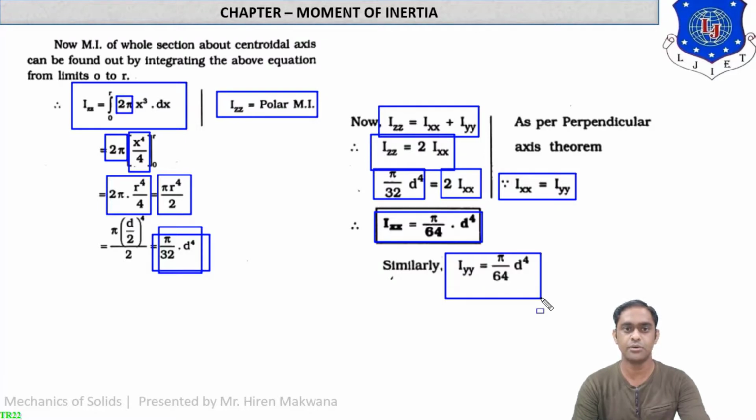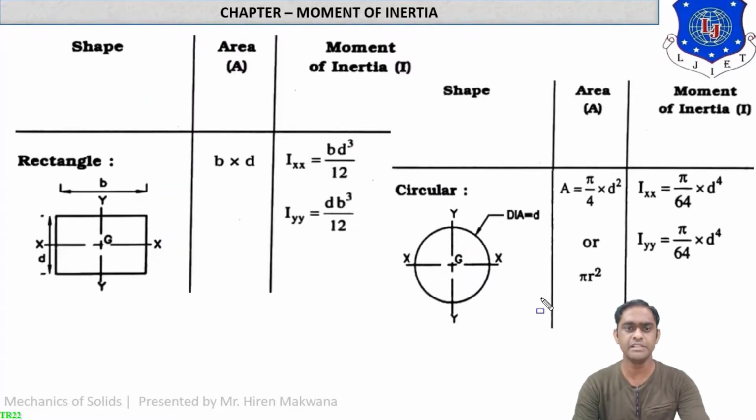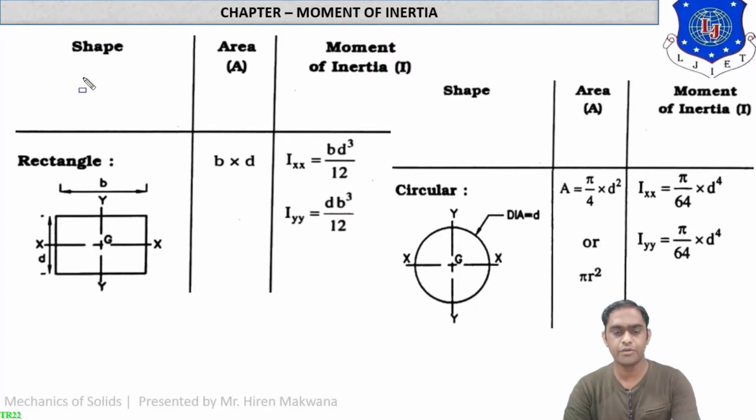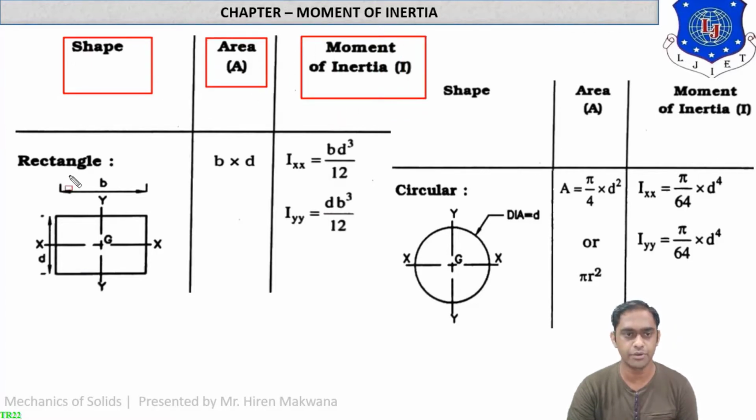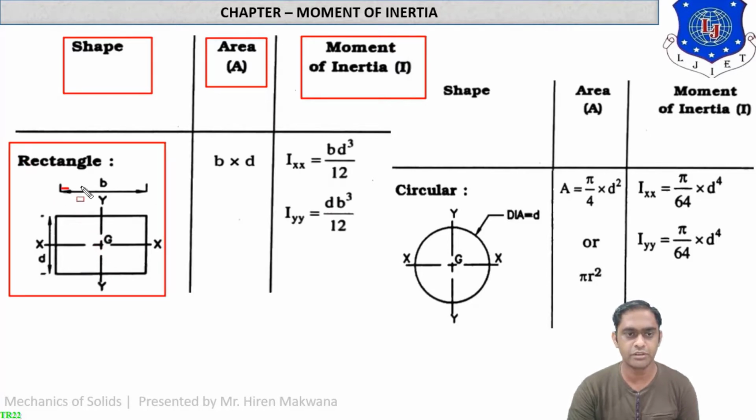Let us now go ahead. We will check some formulas. You can see this is the formula of shape, area, and according to that the moment of inertia will be given to you. First shape is the rectangle. You can say this is the CG of the rectangle. Horizontal width of the rectangle is b. Vertical depth of the rectangle is d. Then the area will be b into d.